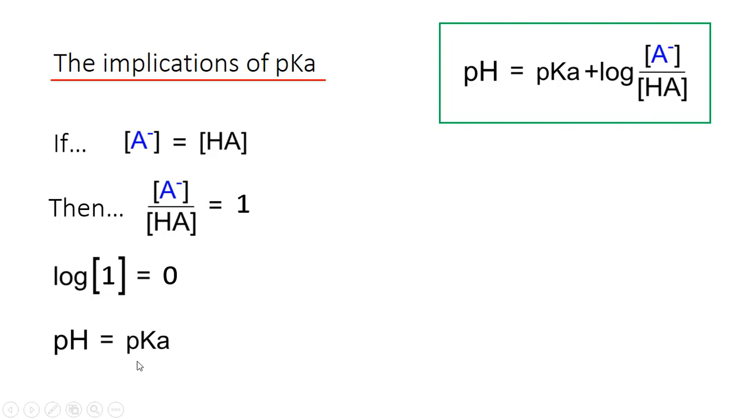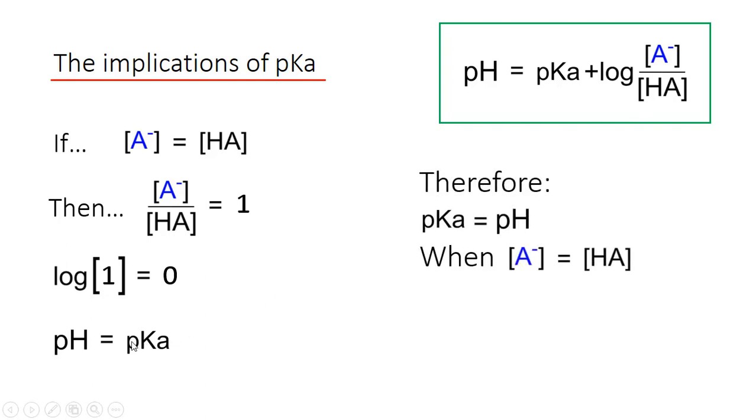This tells us that pKa is the pH when the concentration of A minus and HA are the same. Okay? So that's just one assumption we can make about pKa based around this equation.